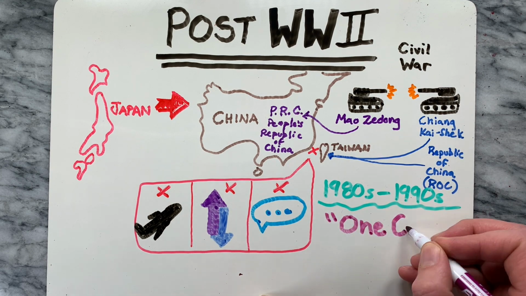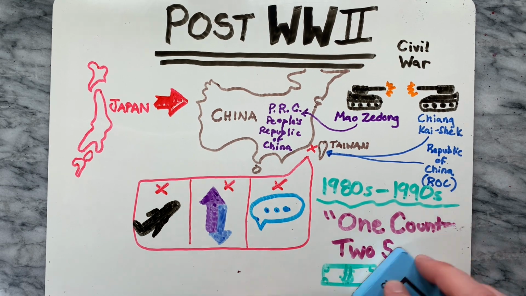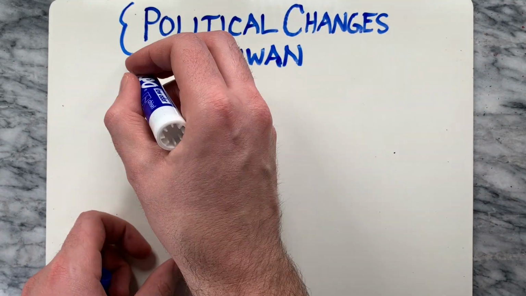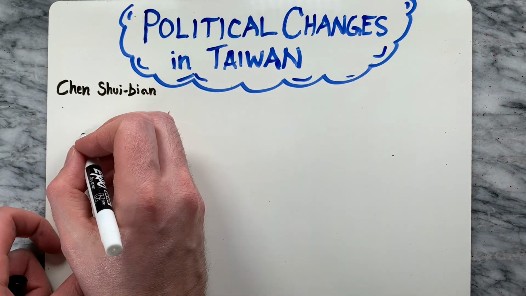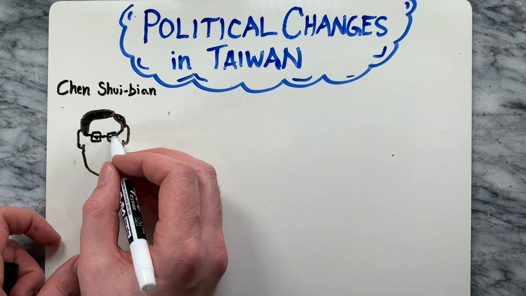In the 80s and 90s, relations improved under a concept known as one country, two systems, where Taiwan was given significant autonomy if it accepted Chinese reunification. Although Taiwan didn't fully accept the idea, they cooperated economically and culturally. Through the span of several leaders and constitutional changes, the island elected its first president from the Democratic Progressive Party, President Chen Shui-bian, in 2000.